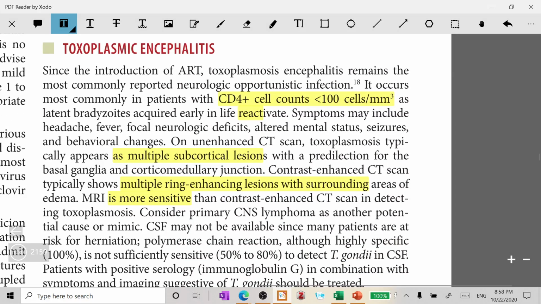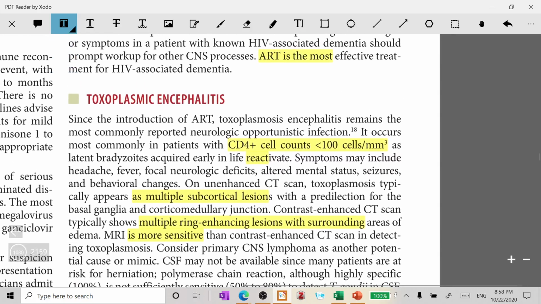Now coming to the second one, toxoplasmic encephalitis, which is also seen after the introduction of ART. Toxoplasmic encephalitis remains the most commonly reported neurologic opportunistic infection. It occurs most commonly in patients who have a CD4 count of less than 100. If the patient acquired the infection in early childhood or adulthood, the latent bradyzoites will reactivate when the CD4 count drops below 100.